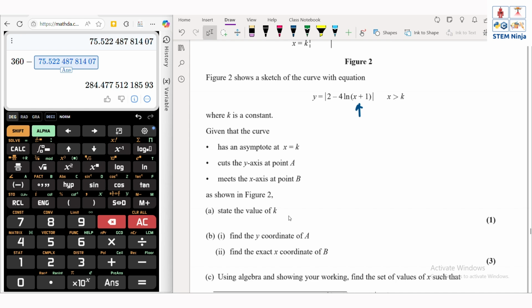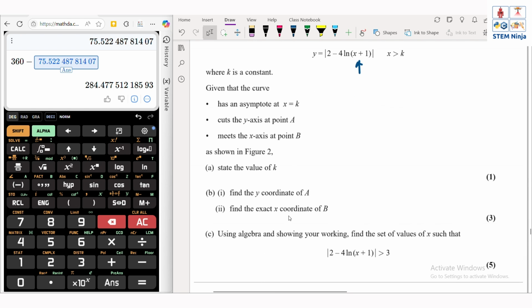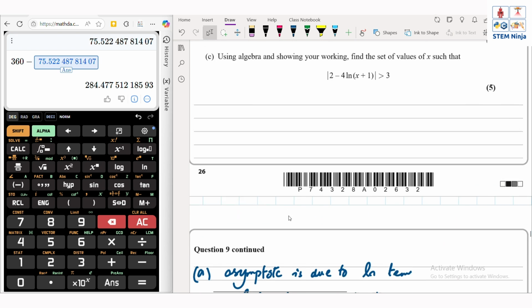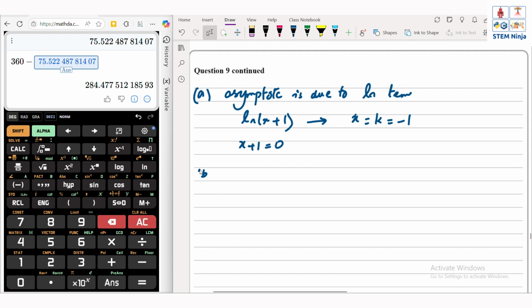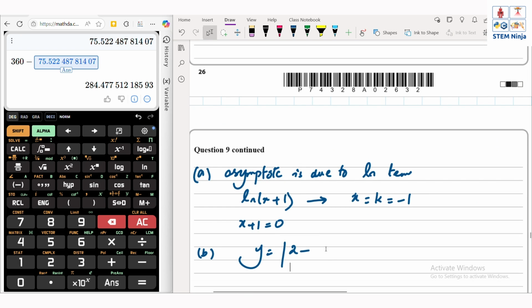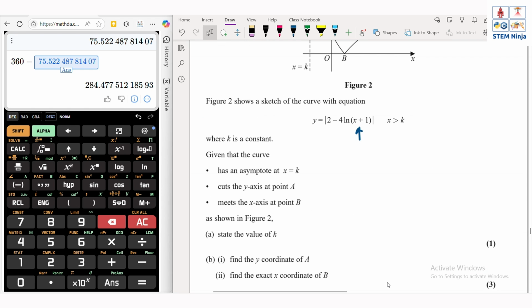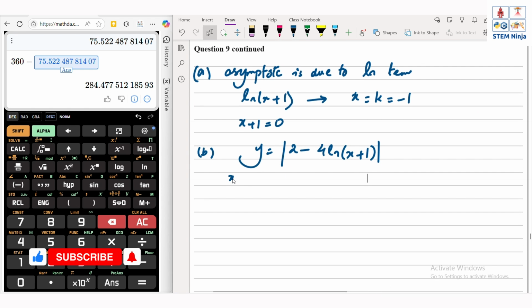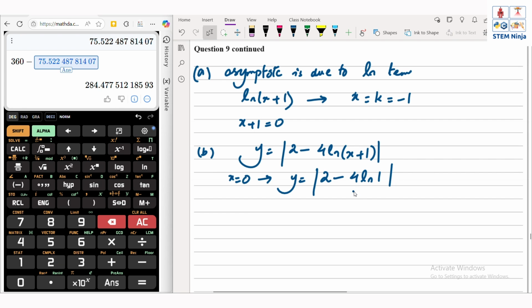Now, find the y coordinate of A. So the y coordinate of A is easy. We just plug in x equals 0. So y equals mod of 2 minus 4 ln x plus 1. So x is equal to 0. So you get y equals mod of 2 minus 4 ln of 0 plus 1, which is 1. So ln 1 is 0. So this cancels out. So you are left with just 2.